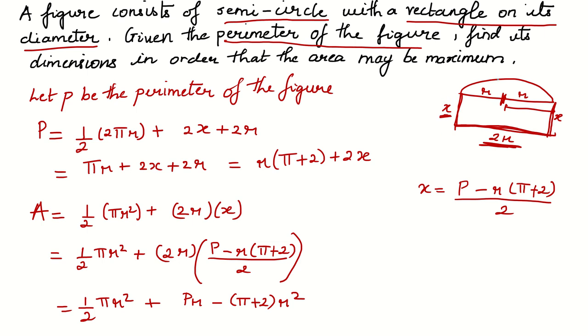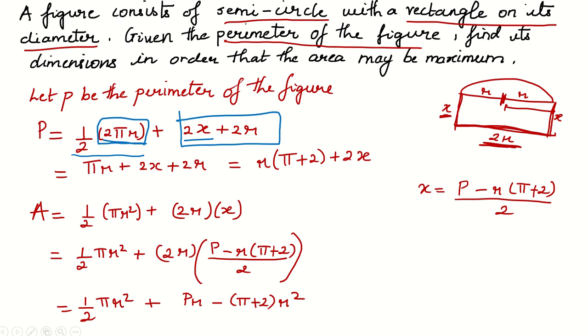It is the border of the semicircle, that is half times 2 pi r. What is 2 pi r? Circumference. Its half will give you the perimeter of the semicircle. So half 2 pi r is the perimeter of the semicircle, plus the perimeter of the rectangle is nothing but 2 times its breadth and 2 times its length.